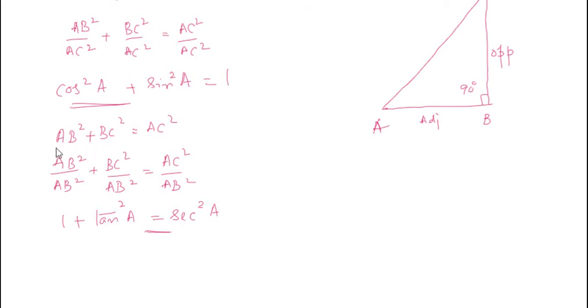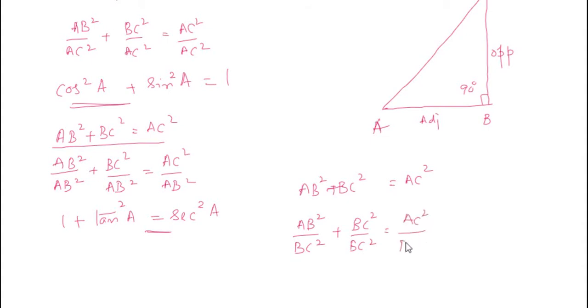Third identity, again we will take the same Pythagoras theorem, that is square of the hypotenuse equal to sum of the squares of the other two sides, that is AB square plus BC square is equal to AC square. Let us divide by BC square now. So this will be AB square divided by BC square plus BC square divided by BC square is equal to AC square divided by BC square.